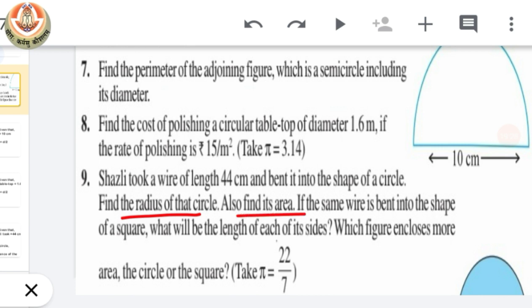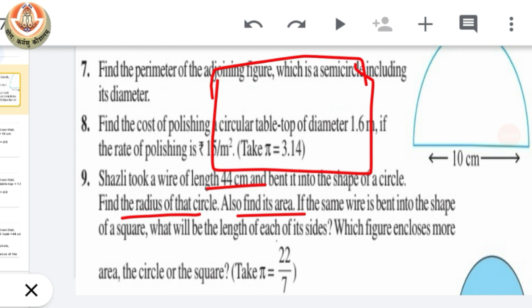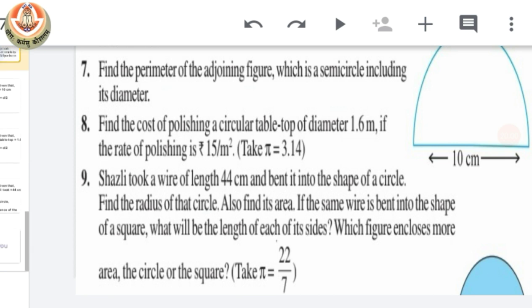After this, if the same wire is bent in the shape of square, that means indirectly we have given the perimeter of square also, which is 44 centimeter. So what will be the length of its each side? So we can easily find, and after this we have to answer which figure encloses more area. So that means we have to also find the area of the square also. So let's do the question one by one.